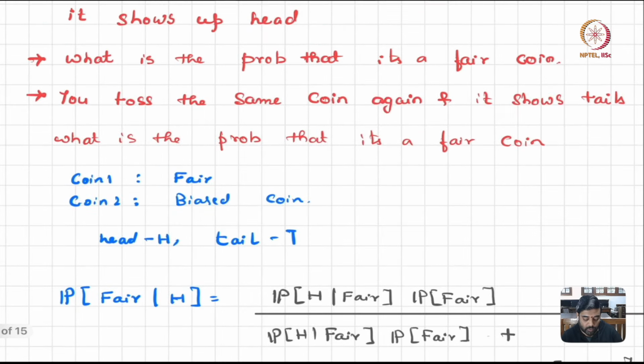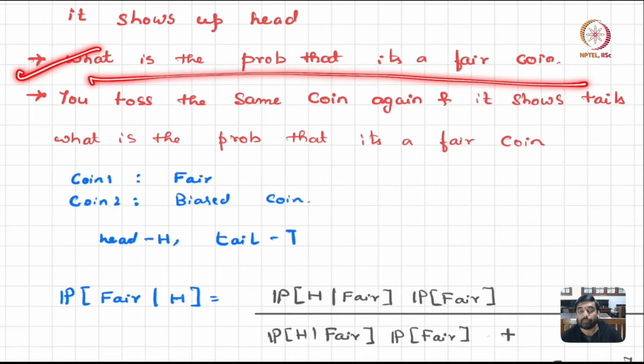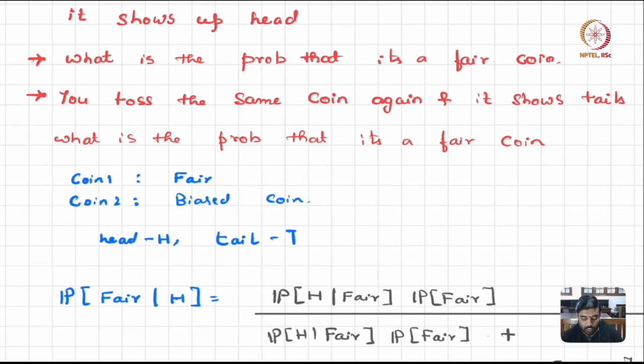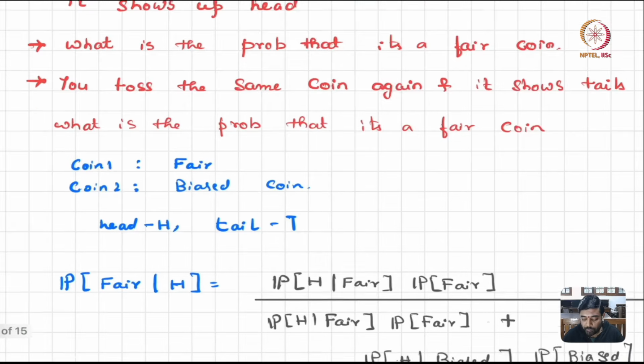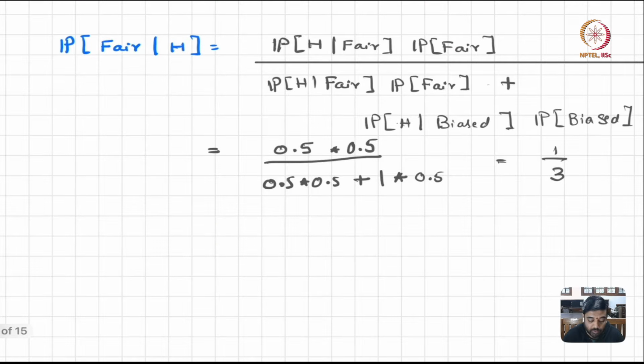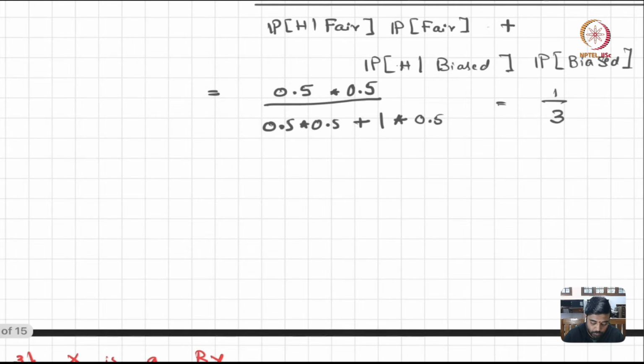Okay, now this is for the first one. What is the probability that it's a fair coin? The second one is you toss the same coin. Whatever coin that you have got, you toss the same coin and then it shows a tail. In that case, what is the probability that it has to be a fair coin? Intuitively, you know that it has to be 1. But the question is, can you obtain it in terms of equations? I will leave it up to you.